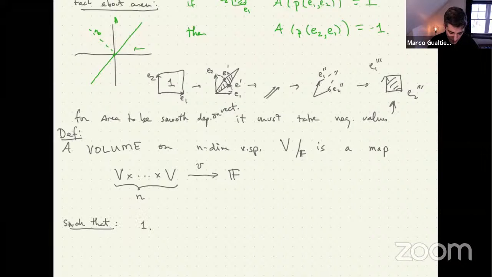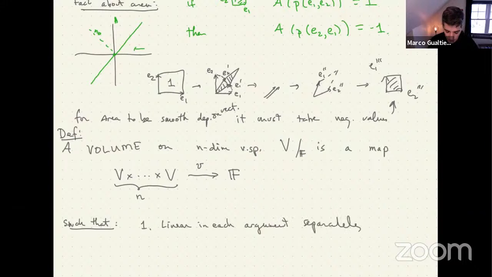Number 1, it must be linear in each argument separately. Why is that? Well, we know that if we have a box spanned by 3 vectors, let's say, and you take one of those vectors and double it, the volume of the box should double. The dependence of the volume should be linear in each of the n input vectors.